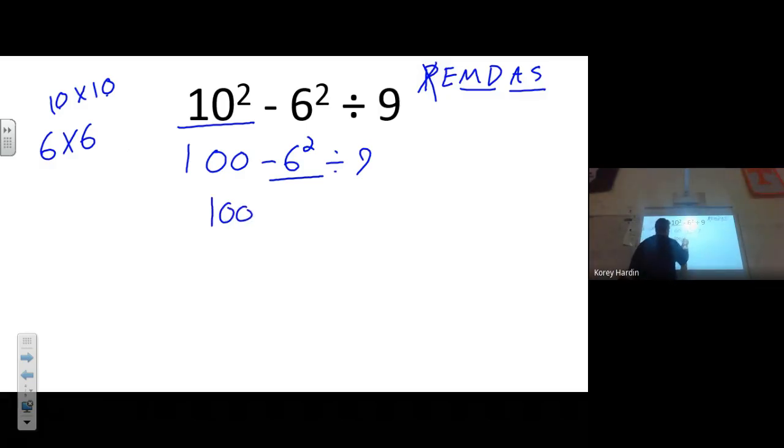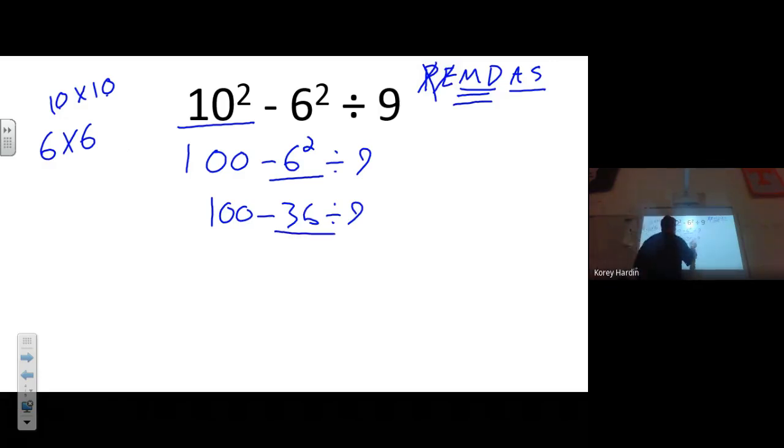So I keep my 100 minus 36 divided by 9. All right, and there's all my exponents. Now, multiplication and division. If you do 100 minus 36 right here first, you're going to be wrong. You've got to remember to go through here and do your division first. Multiplication and division. The only multiplication and division I have is 36 divided by 9. If I divide 36 by 9, I get 4.